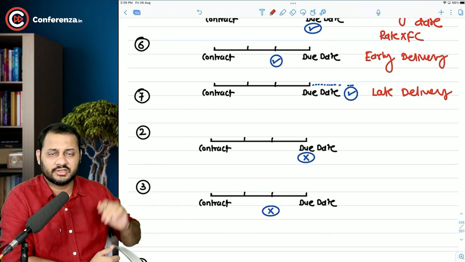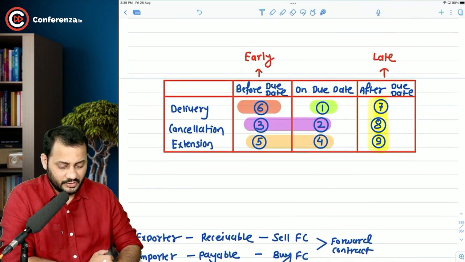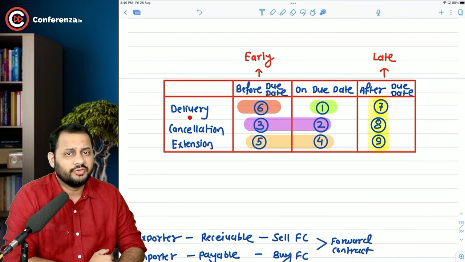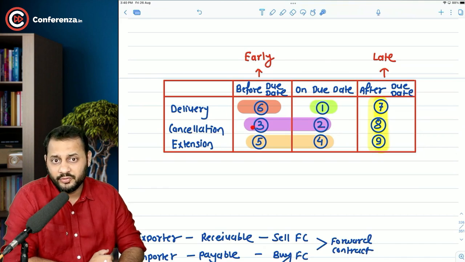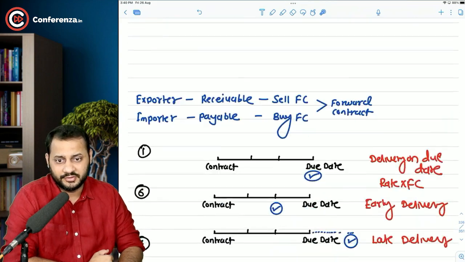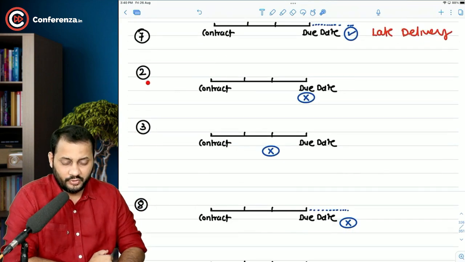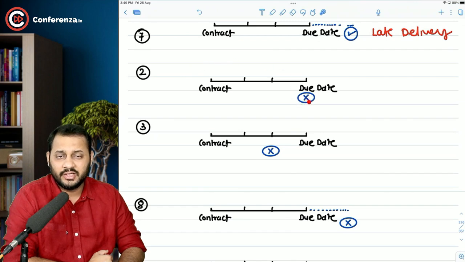Let's first discuss the second part now. Now what can happen? Cancellation. Sometimes you straight away want to cancel the contract that you have entered. And this cancellation can happen on due date, before due date, and after due date. See, if you want to cancel the contract on due date, it will be like on the same day you were expected to deliver the goods or the foreign currency, and now you are cancelling the contract. If the contract has been cancelled on spot, the spot rates will be applicable. This is the cancellation on due date.